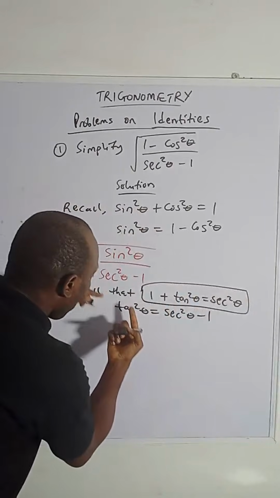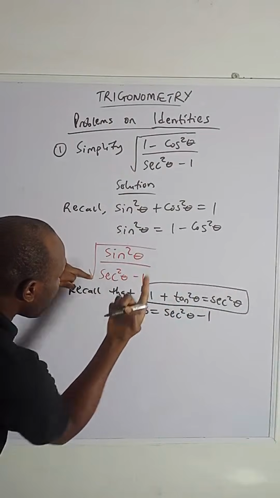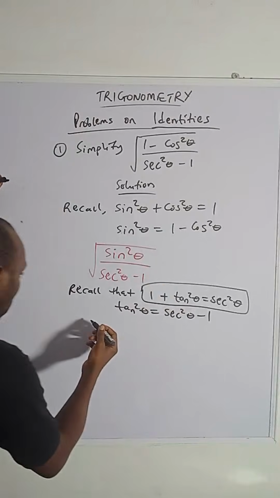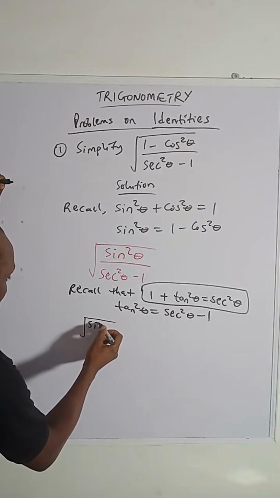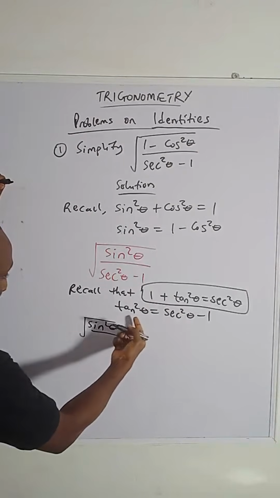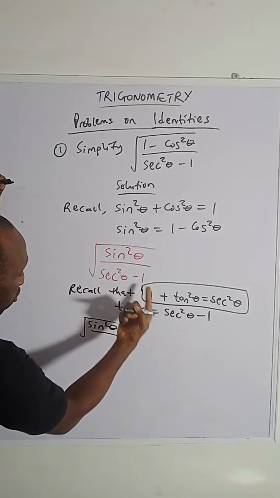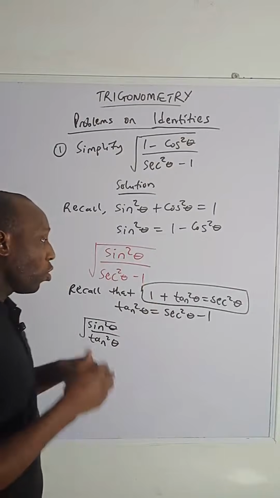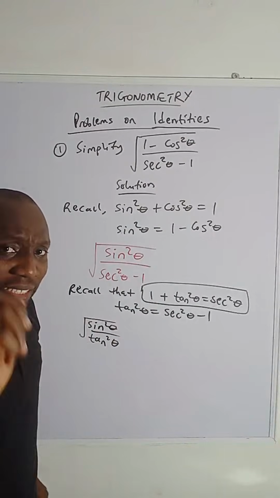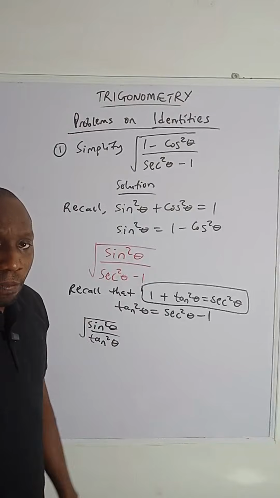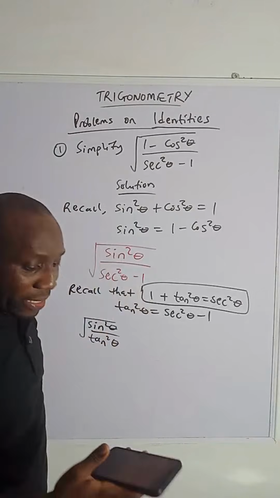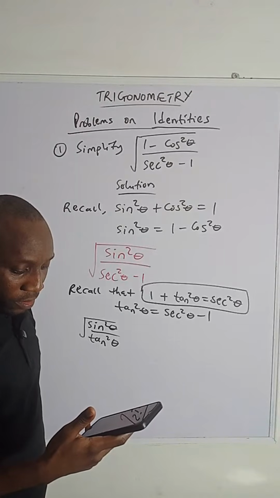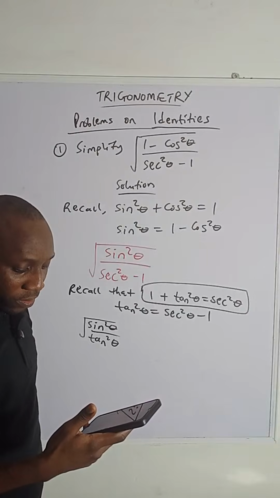So I will no longer write sec square theta minus 1. I will replace it with tan square theta. So let's write this out: sine square theta over tan square theta. But we are still not done. We can still simplify this further. Who can tell me what tan theta is equal to? We looked at that as well.